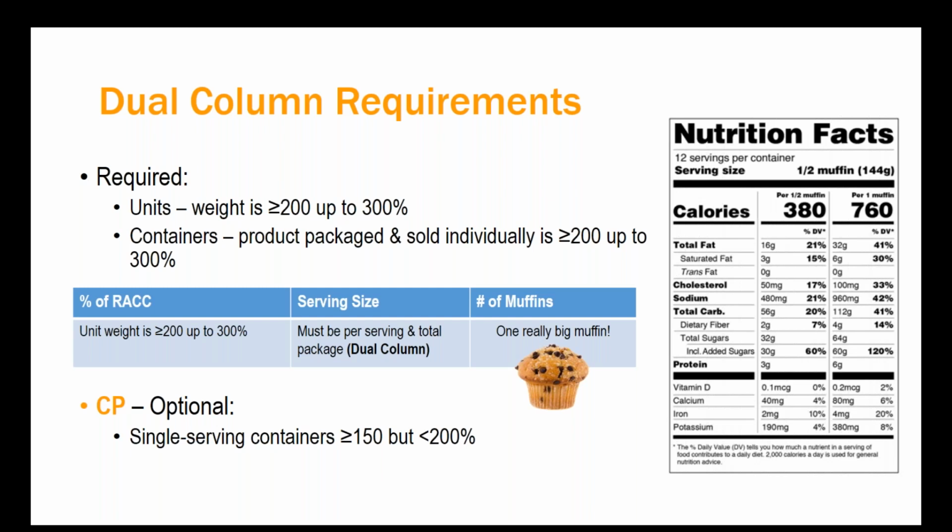Another clarification point and confusion point is that you actually do have the option to use a dual column. If you're making maybe a slightly smaller muffin and you've got some no sugar added claims or whatever, and you want to use a dual column to display that your product has fewer calories, or use it to your advantage, you can do that as long as you're making a single serving container that's between 150 and 200% of the RACC. Typically, the requests that we get are for those that require dual columns.